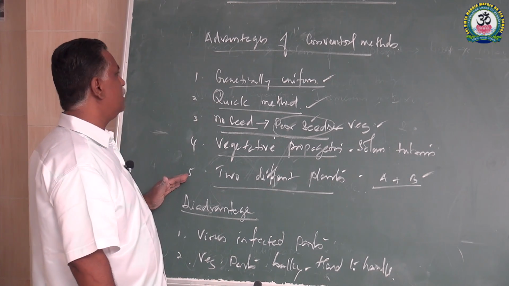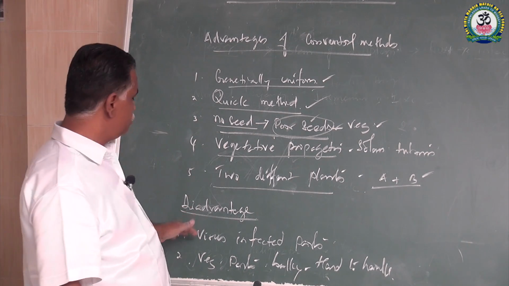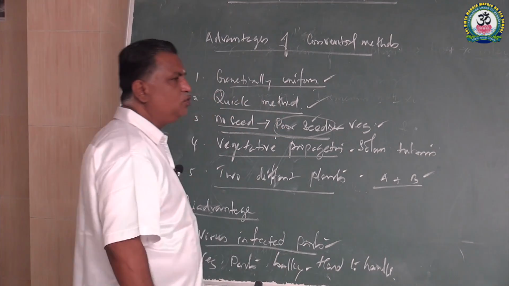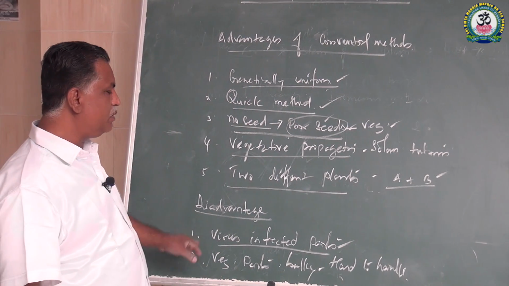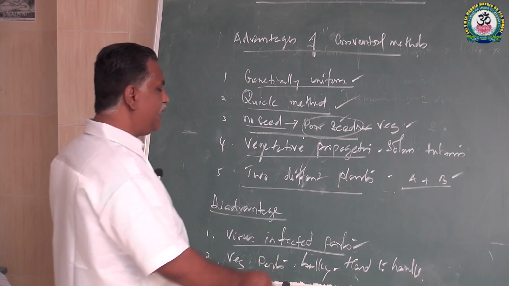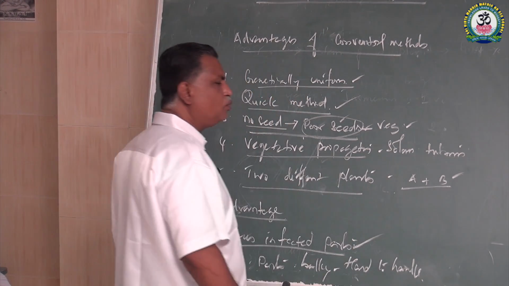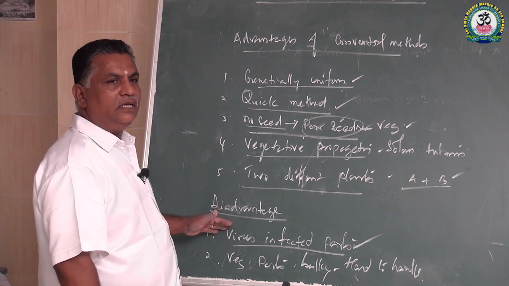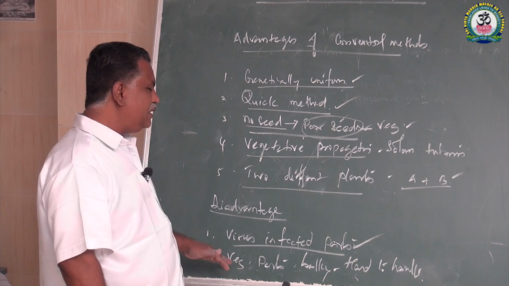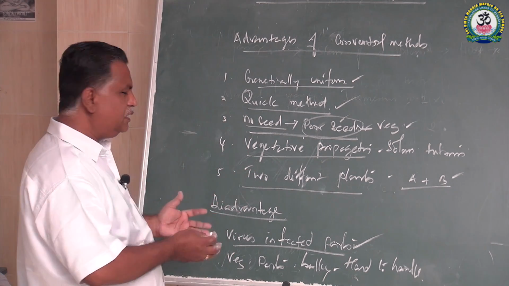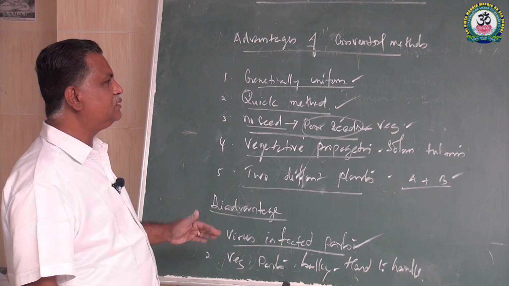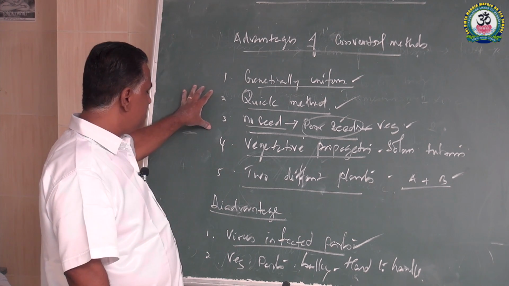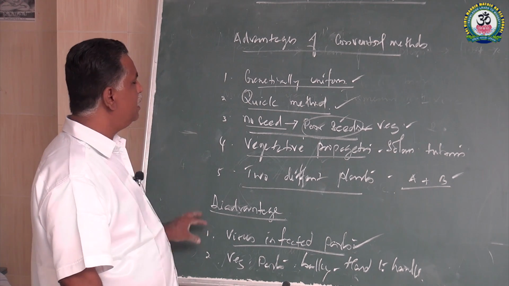So these are the advantages of the conventional method, but there are disadvantages also. What are the disadvantages? There are only two. If a virus-infected part is utilized for this conventional propagation, virus-infected progeny will be produced again, and there is no way of getting rid of or escaping from the viruses. That is one disadvantage. The second disadvantage is that the vegetative parts are bulky and very hard to handle. That is another inconvenience. However, when you consider the advantages, the disadvantages are smaller and negligible.